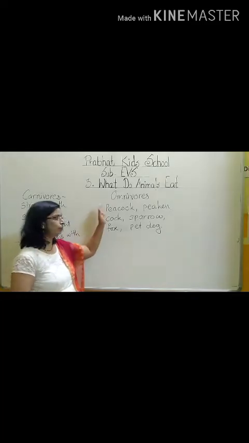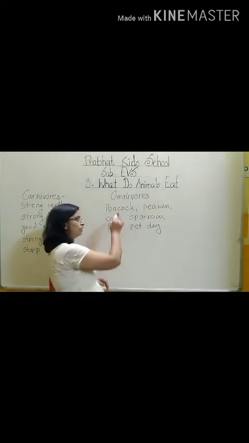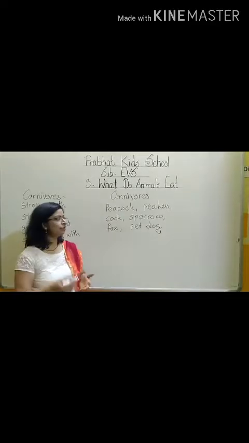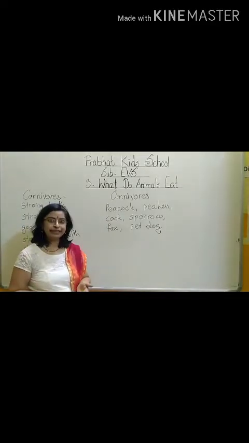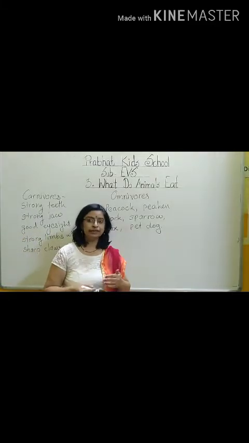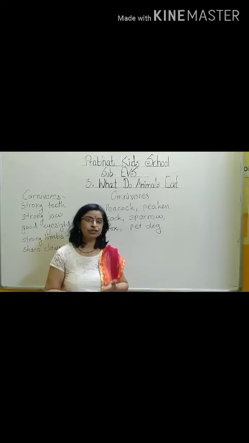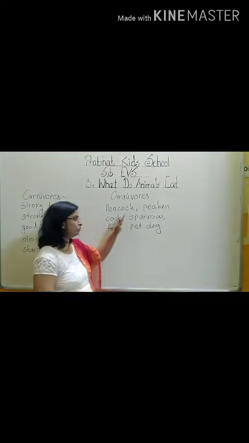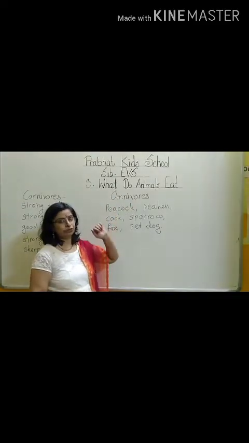So students, in today's period we discuss the omnivorous animals. Omnivorous means what? The animals that eat both. They eat plants as well as the flesh of other animals, or insects, or small birds or small animals. These animals are known as the omnivorous animals.